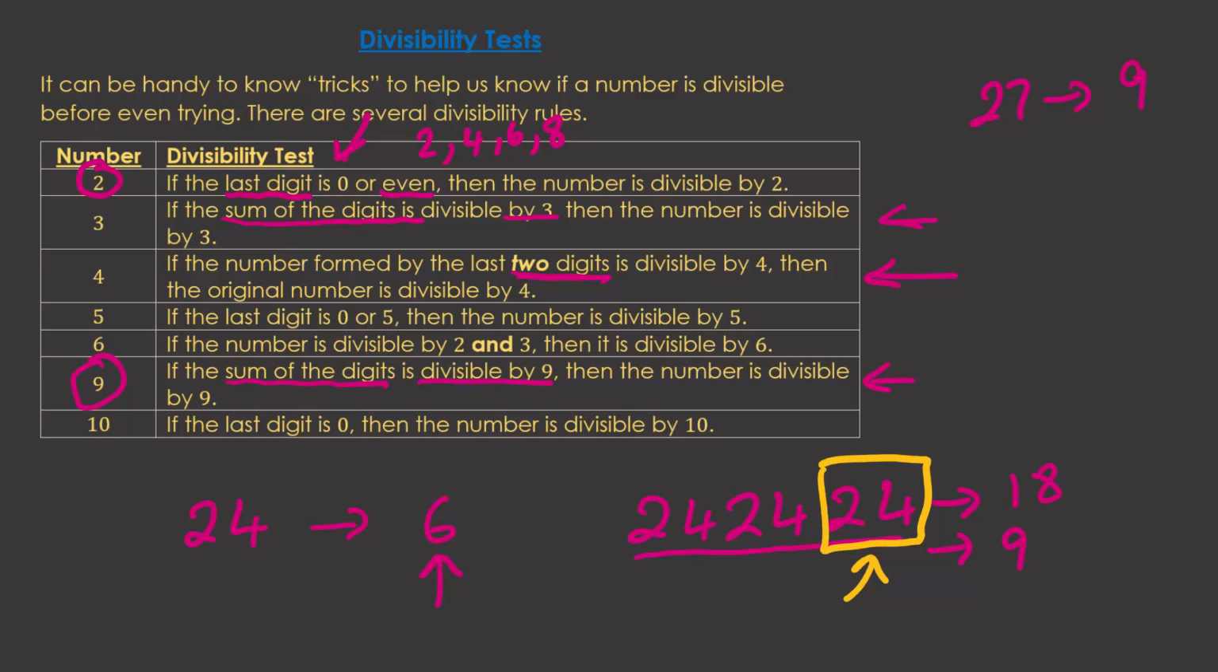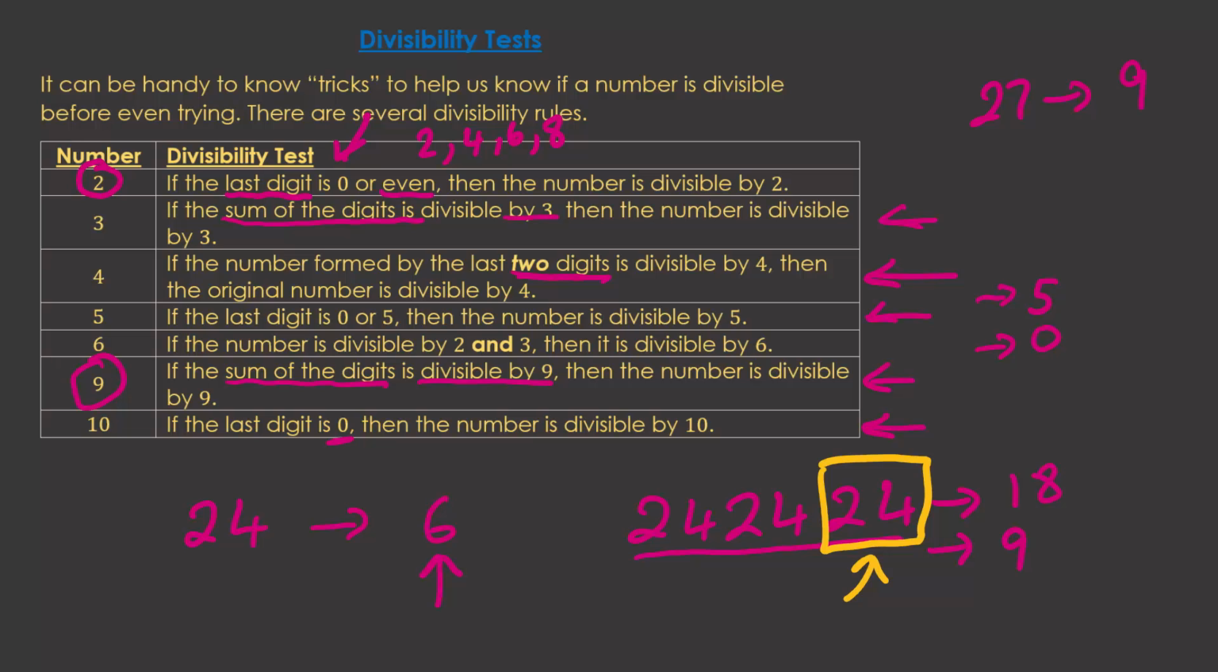5 is easy. The last digit of a number is either a 5 or a 0. Just think about the 5 times table, 5, 10, 15, 20, 25 and so on. They're all either ending in a 5 or in a 0. 10 is a similar type of test, but the last digit needs to be 0.